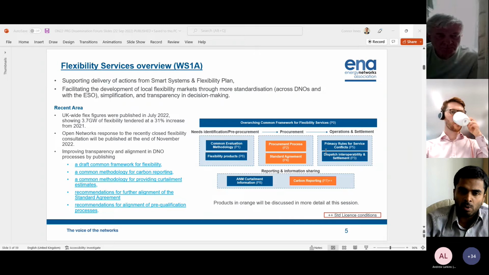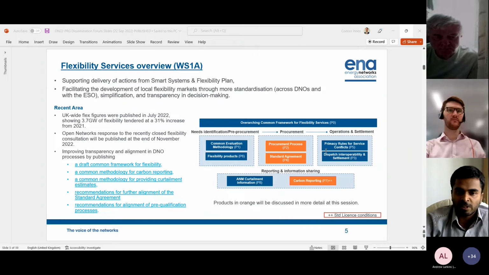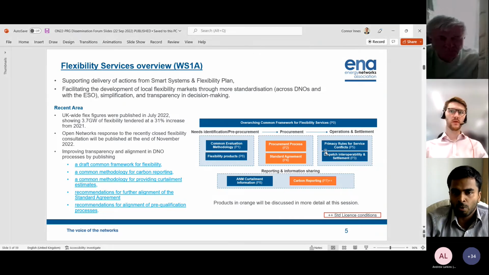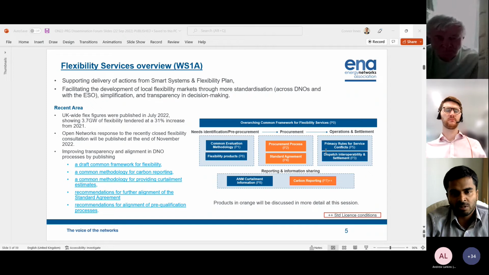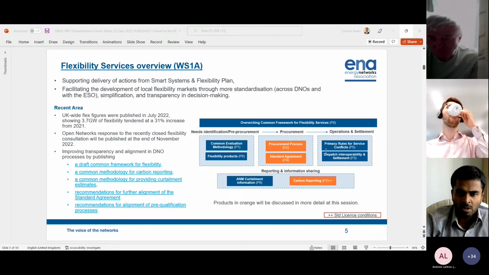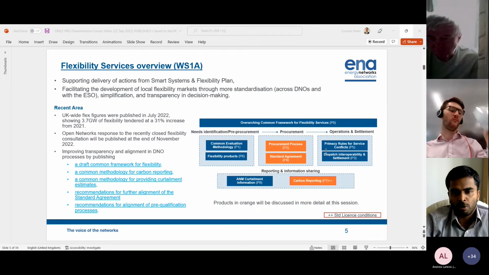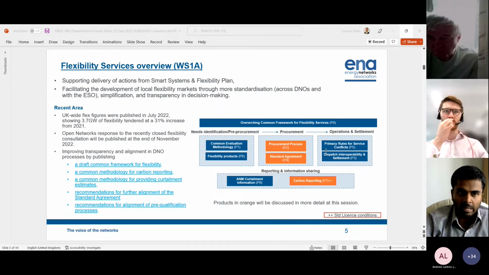The workstream is split out into a life cycle of flex procurement in general. So the first block would be the needs identification and the pre-procurement exercise. We have what we call a common methodology and definition of flex products under that umbrella. We then have the procurement itself, wherein we are looking at the procurement process and a standardization of agreement that goes with the flex markets.